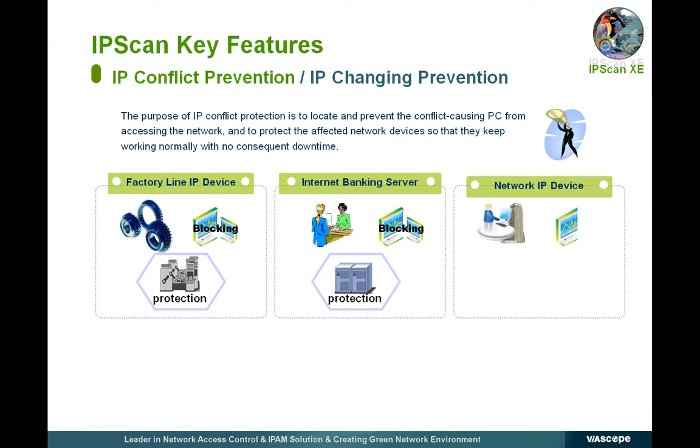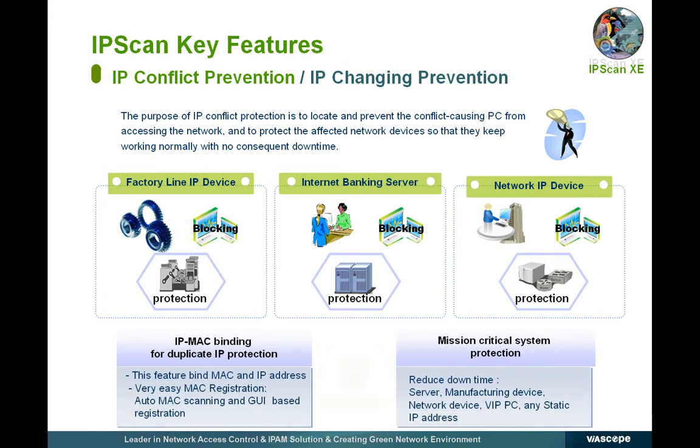In general companies, the most serious IP conflict is the one that affects the major network equipment, such as a backbone switch. In such a case, the entire network can be paralyzed if not restored immediately, which can cause incalculably huge financial damage. As the intended or unintended use of IPs by the PC user can shut down the network temporarily, IPScan's solution can prevent this situation and protect major network devices in a simple and perfect way.